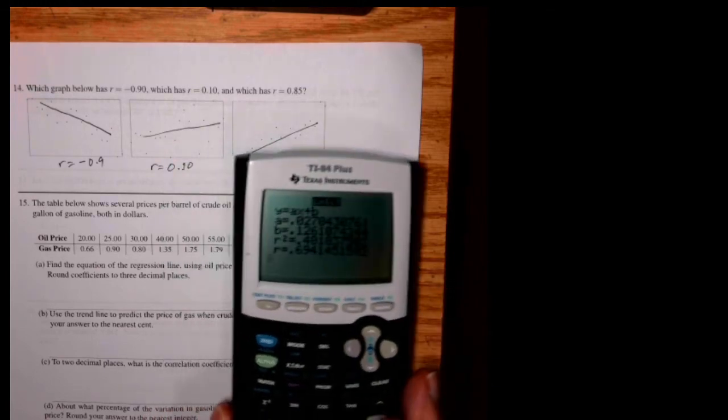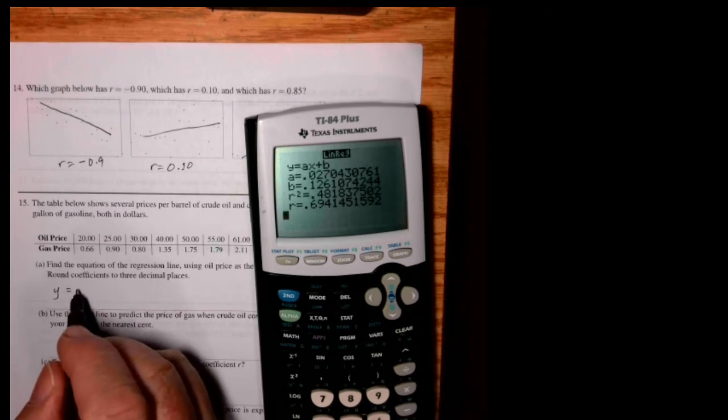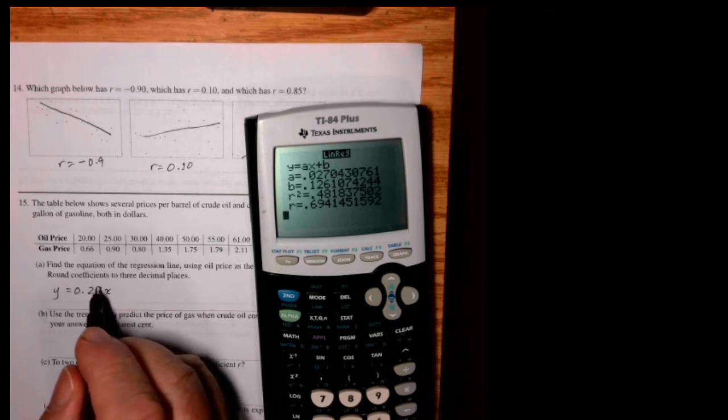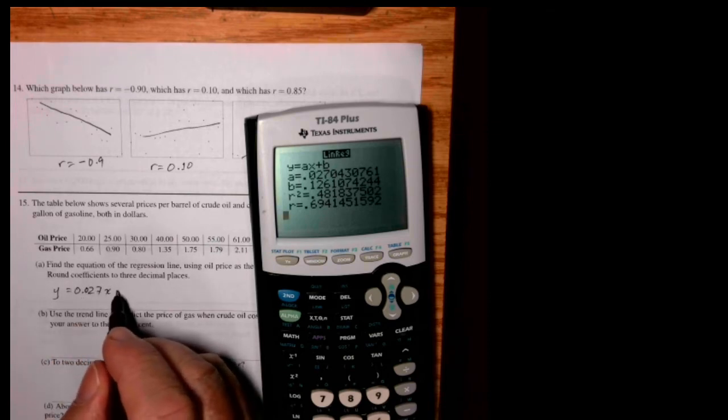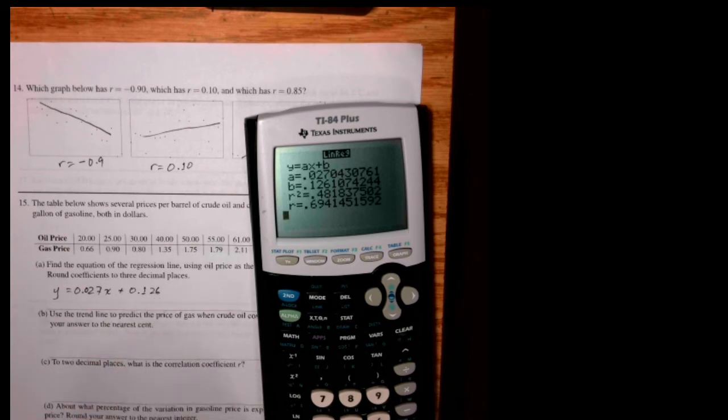So to 3 decimal places, we get y is 0.027x plus 0.126. Okay, part B, use the trend line to predict the price of gas when crude oil costs $57 a barrel.